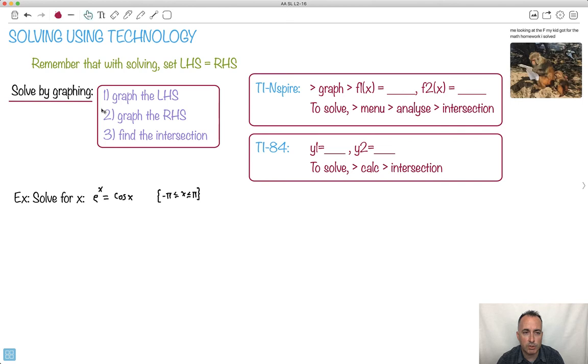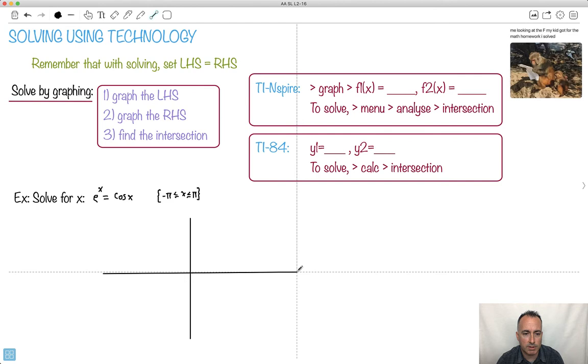So let me show you what I mean with this example here. Maybe I'll do a quick sketch of it, actually. This will maybe help, and we'll see what to do here. The idea is actually quite simple. We've got an x here and a y. Well, I've got to do e to the x equals cos x.